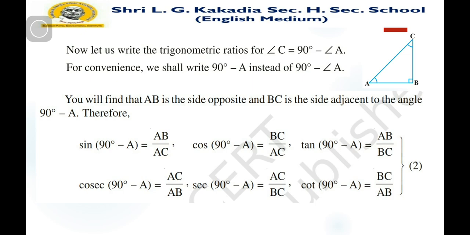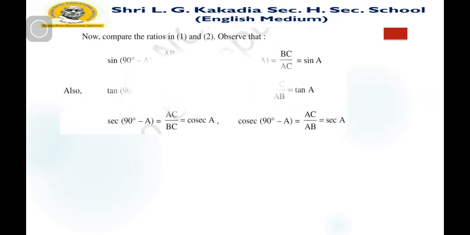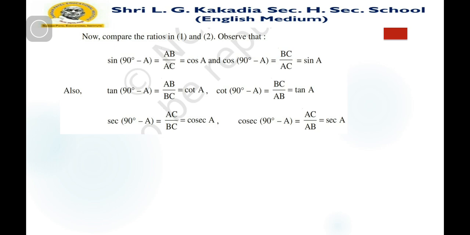Now from equations 1 and 2, you can find the ratios equal. Here you can find AB over AC is equal to cos A from equation number 1, as you can see in the figure. BC over AC, in equation 1, is sin A, and AB over BC is cot A. So let us compare the trigonometric ratios from equations 1 and 2.